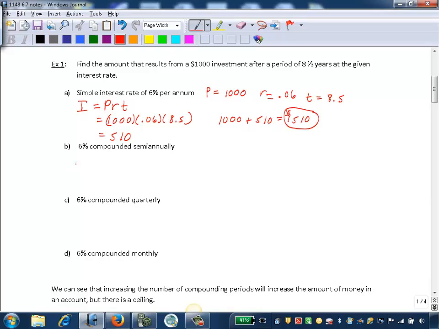So remember our formula for compound interest, the amount in the account after T years is equal to the principal P times 1 plus R over N to the NT. And again, R is the annual interest rate, T is the time in years, and N is the number of compounding periods. So in this case, our N is going to be 2 because we're compounding twice a year. So we'll fill in our principal, again, 1,000 times 1 plus our R, 0.06, over N, which is 2, to the NT, so to the 2 times T, which is 8.5.